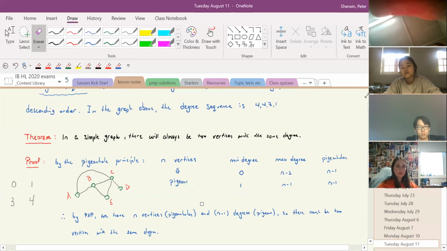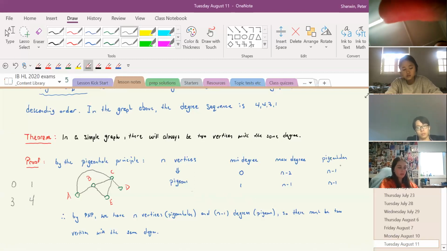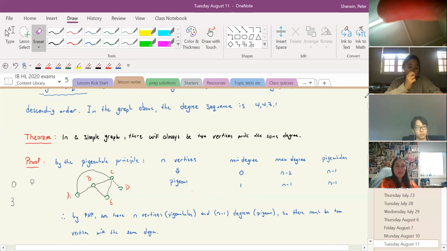In blue, I've written out what it is in terms of n vertices. If my minimum degree is 0, then my maximum degree will be n minus 2. So I've got n vertices and n minus 1 pigeonholes, the pigeonholes being the number of choices of degree.